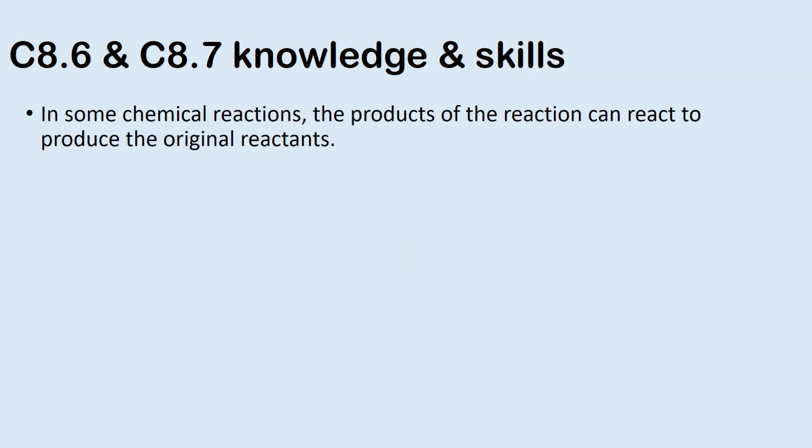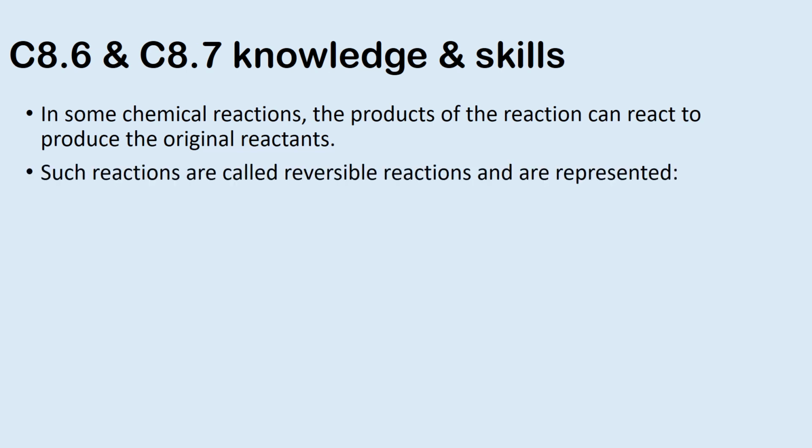Okay, and finally, let's have a quick look at some of these bits and pieces here. So in some chemical reactions, the products of the reaction can react to produce the original reactants. Okay, that is a fact. And these reactions are called reversible reactions and are represented like this. Hopefully you're okay with these things.